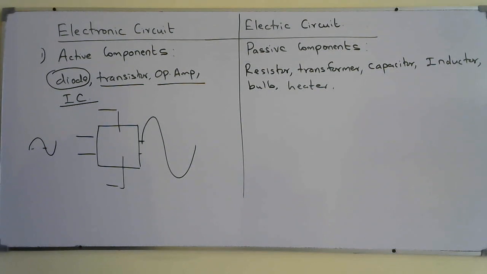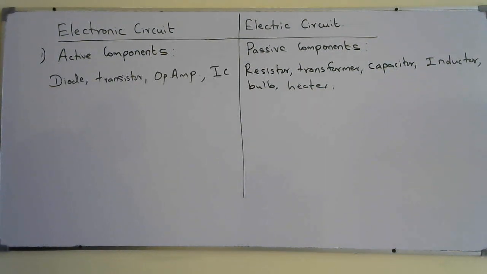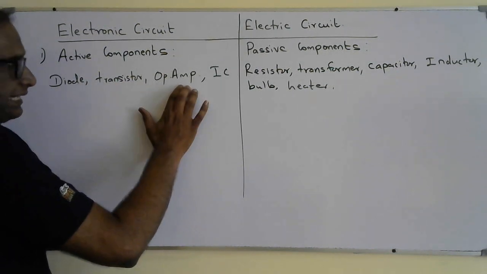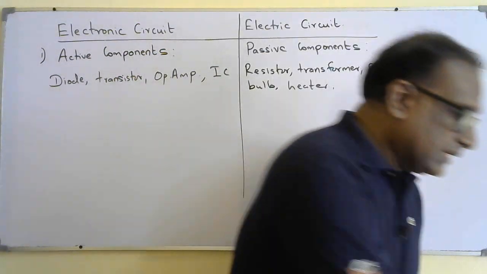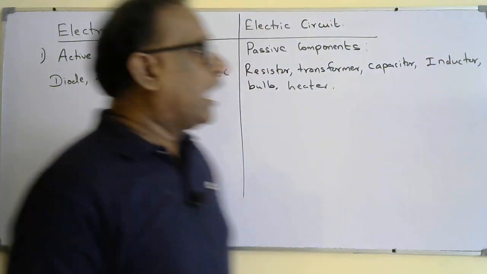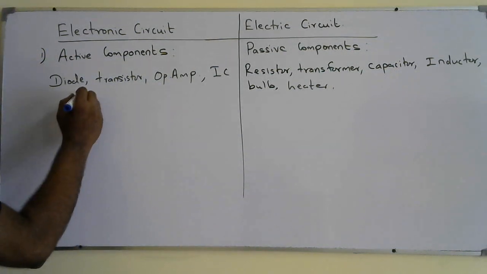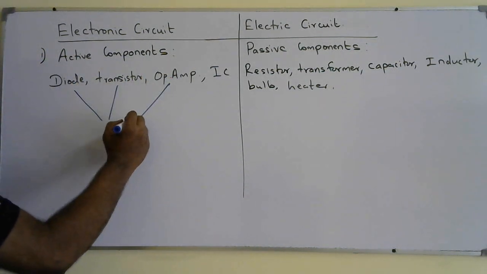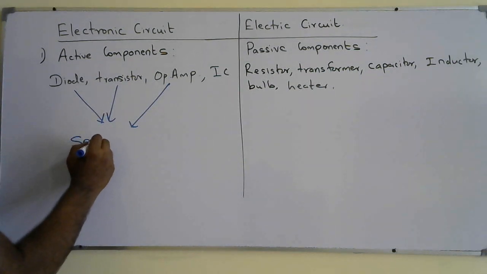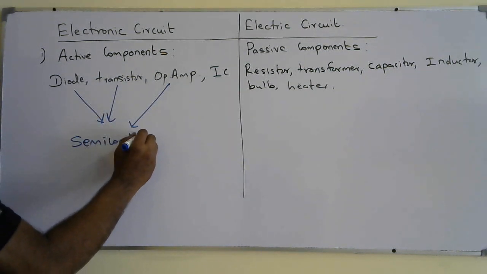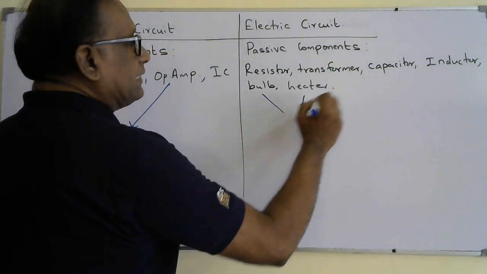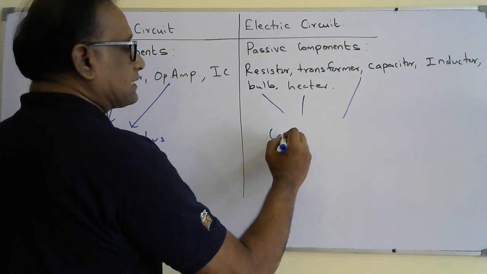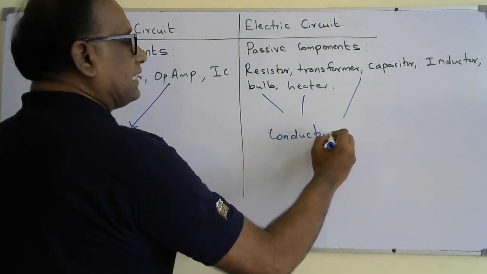Okay, so this is the first difference between electric circuit and electronic circuit. Okay, so these are the active components, these are the passive components. So the second difference I can say, the active components are made of semiconductor. They all are made of semiconductors. But passive components normally are made of conductors or metals. So that's the second difference I can say.